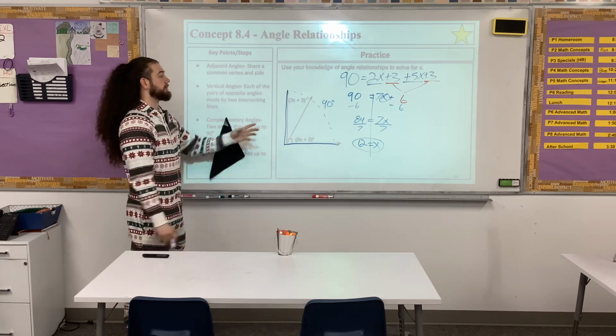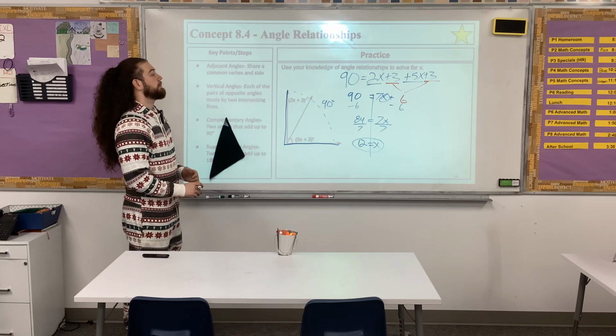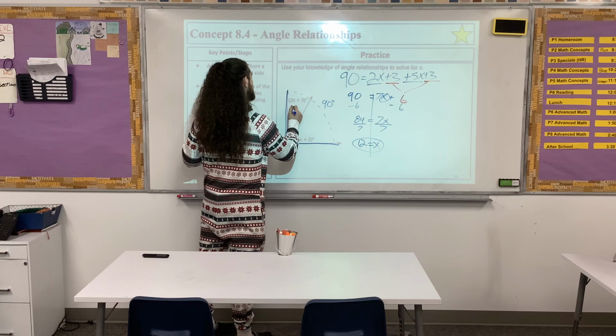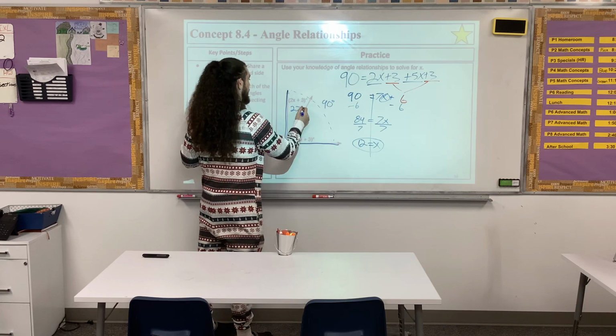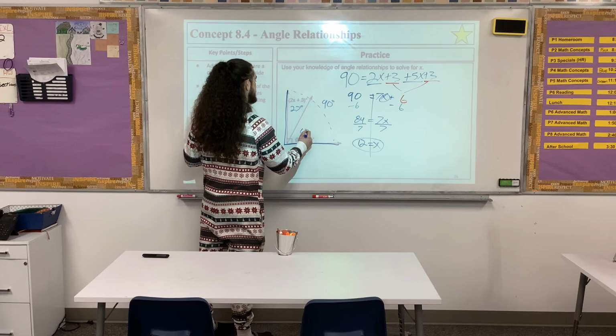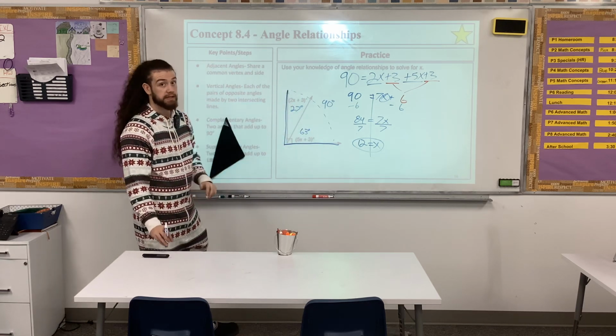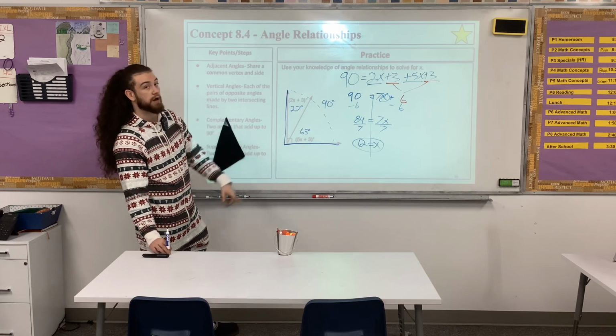We can plug in 12 and check. 12 times 2 gives me 24, plus 3 gives me 27. And 5 times 12 gives me 60, plus 3 gives me 63 degrees. 63 plus 27 gives me 90. So I solved correctly. X is 12.